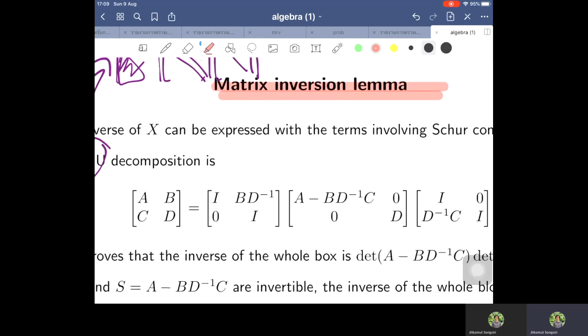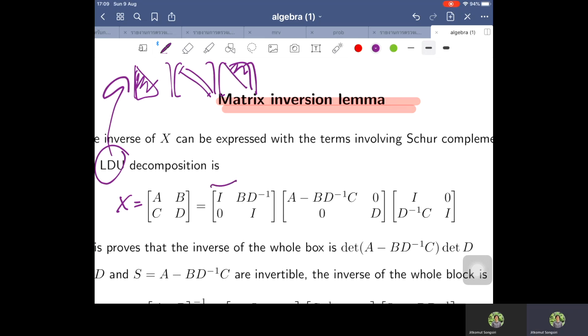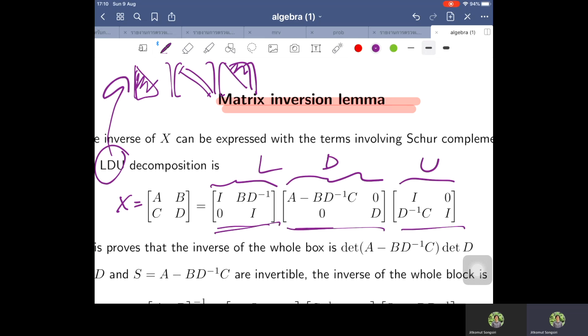I would like you to take a look that if X can be partitioned into A, B, C, D, you can decompose it in LDU decomposition this way. I'm not going to give the detail of the derivation, but I just want you to multiply these three terms and make sure that it actually equals the left hand side.